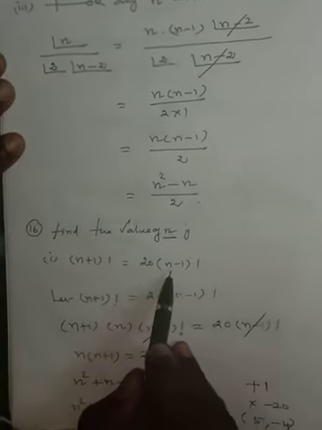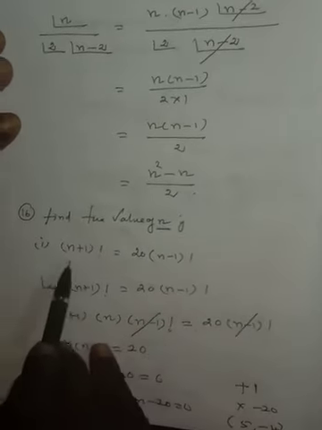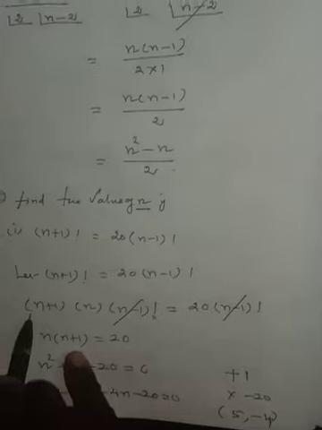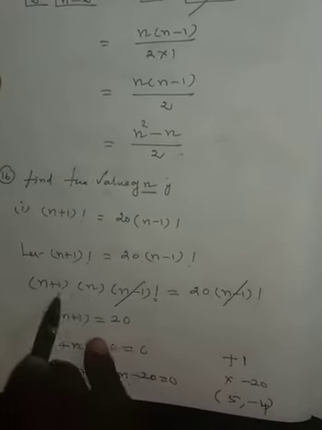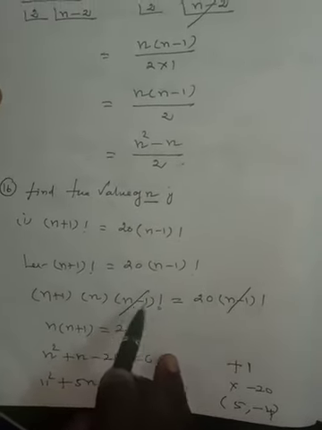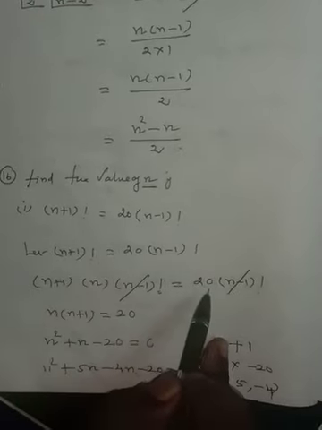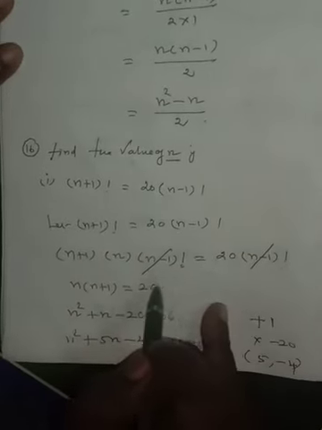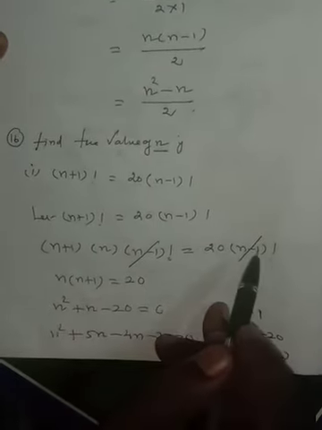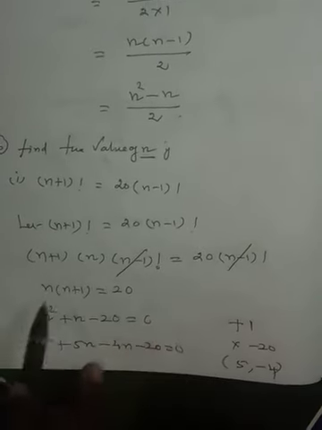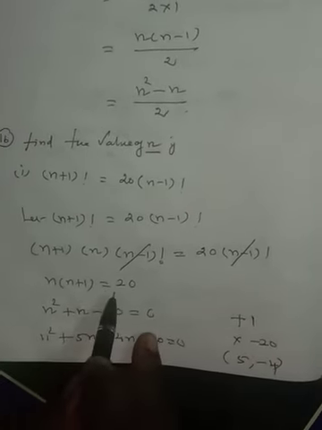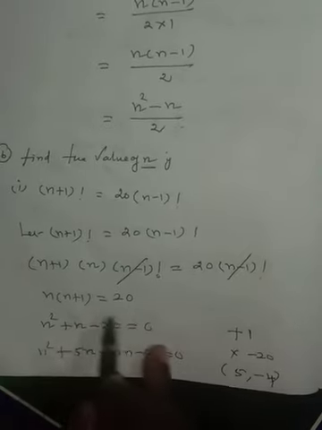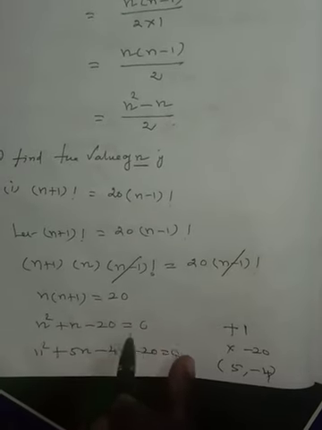Sum number 16. Find the value of n. Number 1: (n plus 1) factorial is equal to 20 into (n minus 1) factorial. (n plus 1) factorial is (n plus 1) into n into (n minus 1) factorial, equal to the right hand side 20 into (n minus 1) factorial. Left hand side (n minus 1) factorial and right hand side (n minus 1) factorial cancel. We get n into (n plus 1) is equal to 20. This can be written as n square plus n minus 20 is equal to 0.